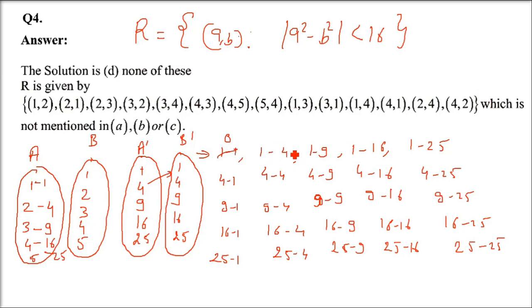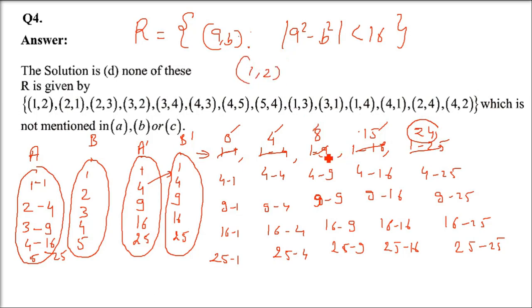1 minus 1, 0, less than 16. 1 minus 4, minus 3, so minus 3, it is not 4, minus 3 it is. I have just miswritten. 1 minus 9, minus 8, so it will be positive 8. 1 minus 16, minus 15, positive 15. 1 minus 25, positive 24. Okay, so which all is less than 16? 0, 3, 8, 15. 24 is not there.